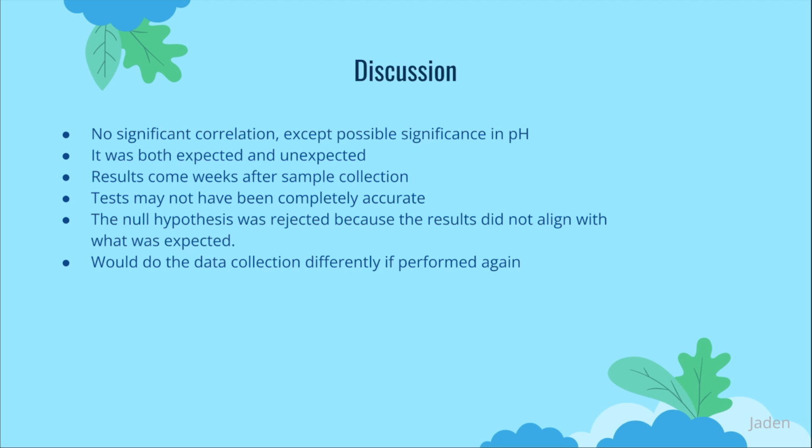it's very unclear. So the results were kind of both expected and unexpected, specifically with pH. So the null hypothesis in this instance is rejected because the results did not align with what was expected. And I would definitely do the data collection differently if we performed this experiment again.